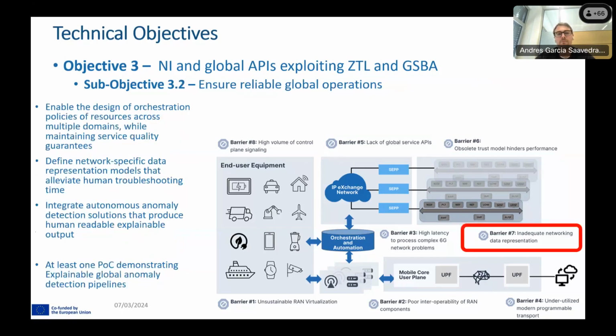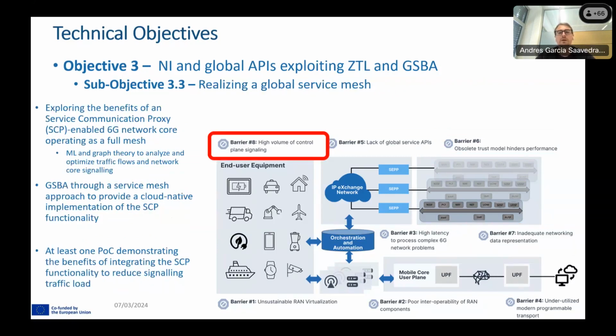And the last ones, barrier 7, basically has to do with inadequate network data representation. We believe that data in networks can be represented better for building systems, for example, for anomaly detection. And barrier 8 is that we have identified that in today's systems, we have a huge amount of control plane signaling that we believe can be alleviated substantially for 6G.